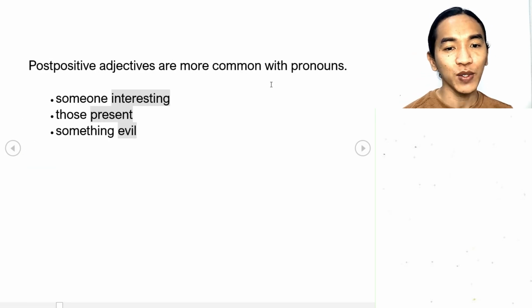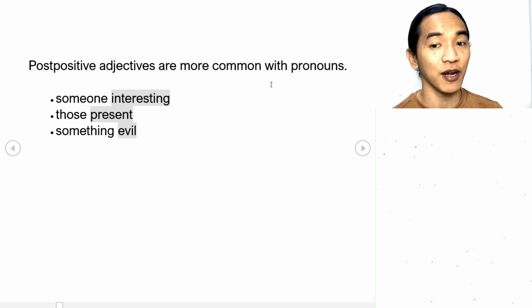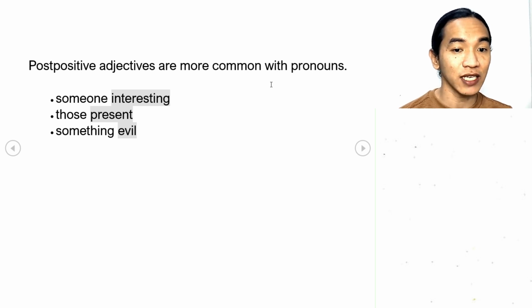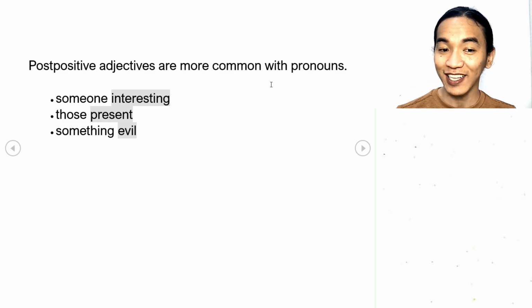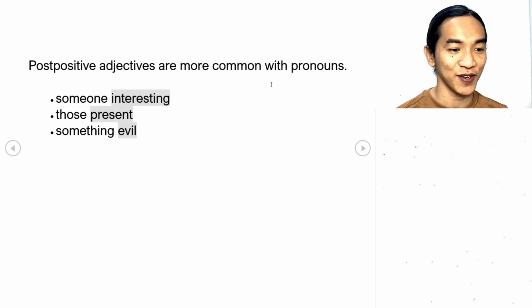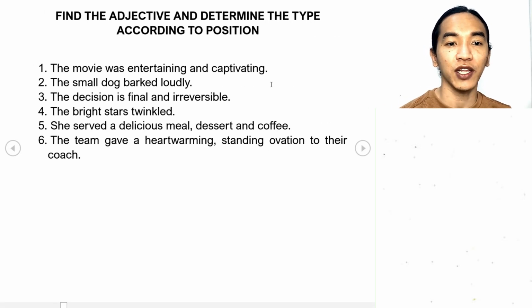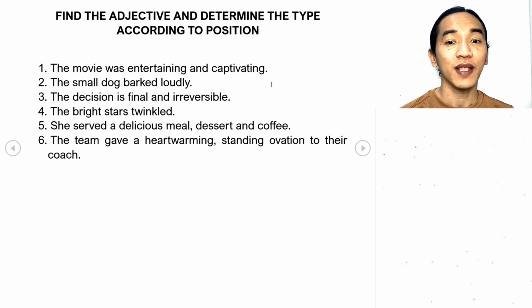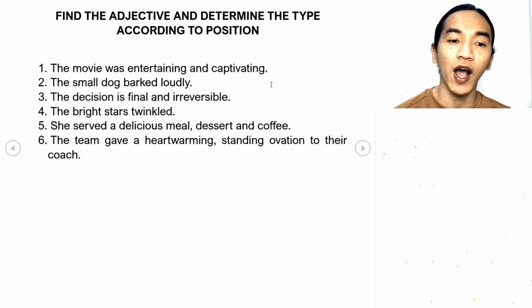Okay? So post-positive adjectives are more common with pronouns, in fact. Okay? So indefinite pronouns such as someone, okay, someone interesting, those present, something evil. Okay, so all of these are actually post-positive adjectives. Okay, now for us to better understand more on this one, let's find the adjective and determine the type according to the position based on the sentences that I have here for you. Okay, let's begin with number one.